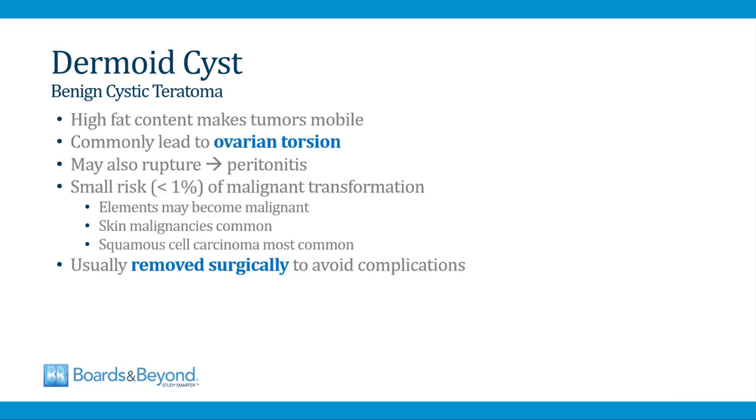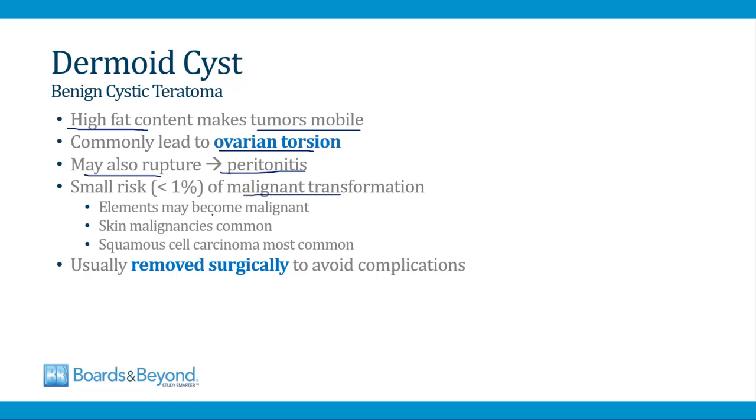Now, even though dermoid cysts are benign, they often lead to a number of clinical problems. First of all, they have a high fat content, and this makes them very slippery and mobile. And so they often lead to a problem called ovarian torsion. We'll talk about this later in this video, but this involves the ovary becoming twisted around its ligaments, and this can lead to ischemia and necrosis of the ovary. They can also potentially rupture, and this can lead to peritonitis. And then there's a very small risk of malignant transformation.